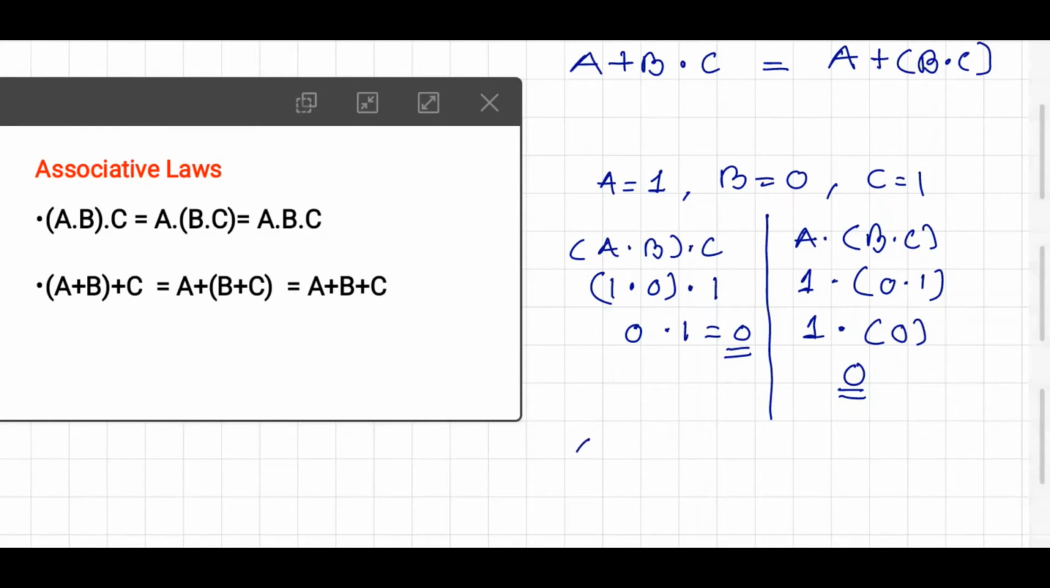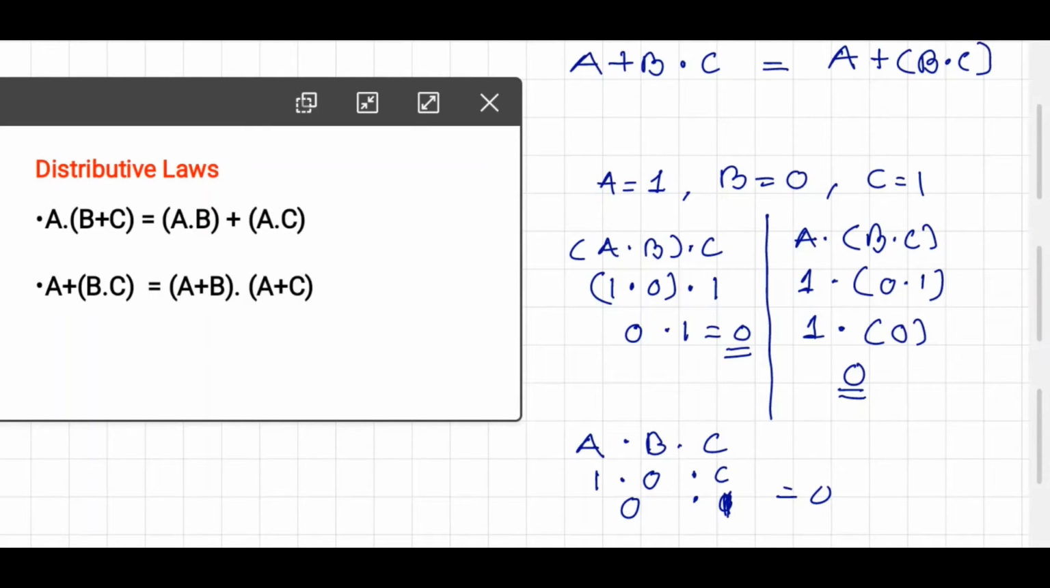And similarly, when we take the grouped form, 1 dot 0 is 0, dot C, that is 0 dot 1, so this term is 0. So we can say these things are the same, and that is why it obeys associativity as far as the ANDing operation is concerned. A similar case holds for the ORing operation. So this way we can understand the rules.